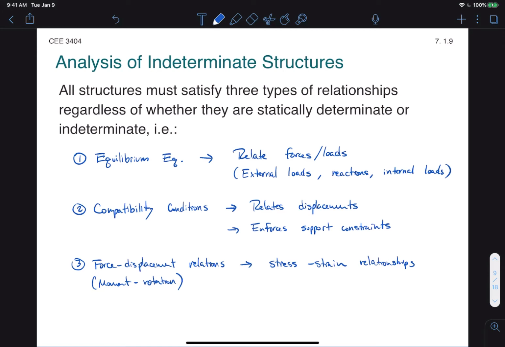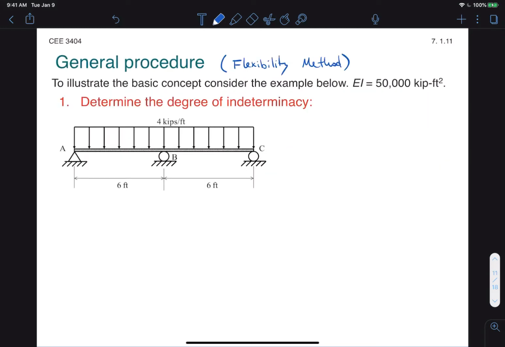So in the flexibility method, we'll make full use of the compatibility conditions, number 2, to set up additional equations, but in using the principle of virtual work, we'll also take advantage of number 3, which are the force displacement relationships. So then let's introduce the general procedure for the flexibility method using the continuous beam as our first example.